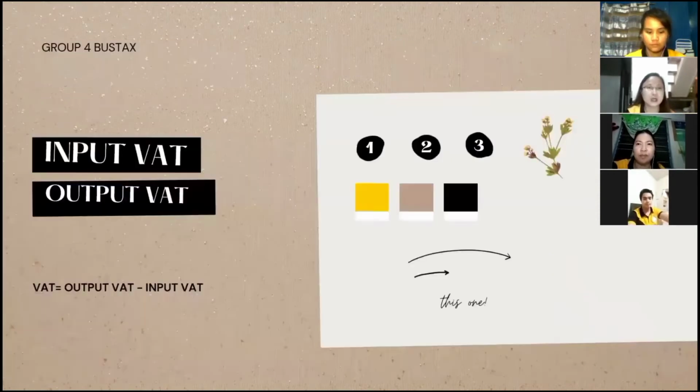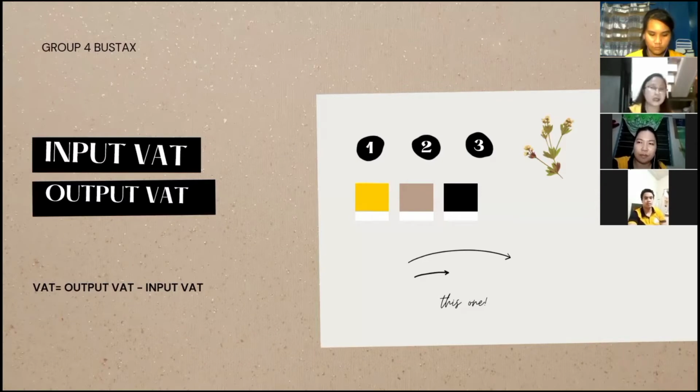So here are the input VAT and the output VAT. As we all know, input VAT is the amount paid by a buyer as a percentage of the cost price for the goods and services, while the output VAT is the amount received by a seller as a percentage of the selling price of the final product.